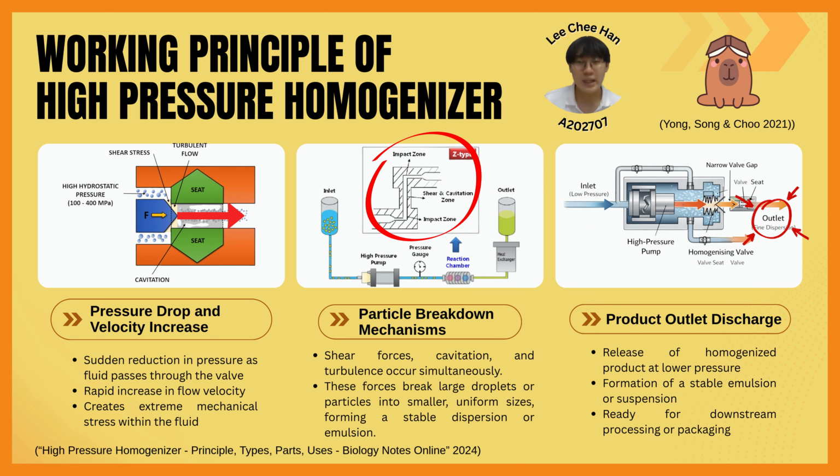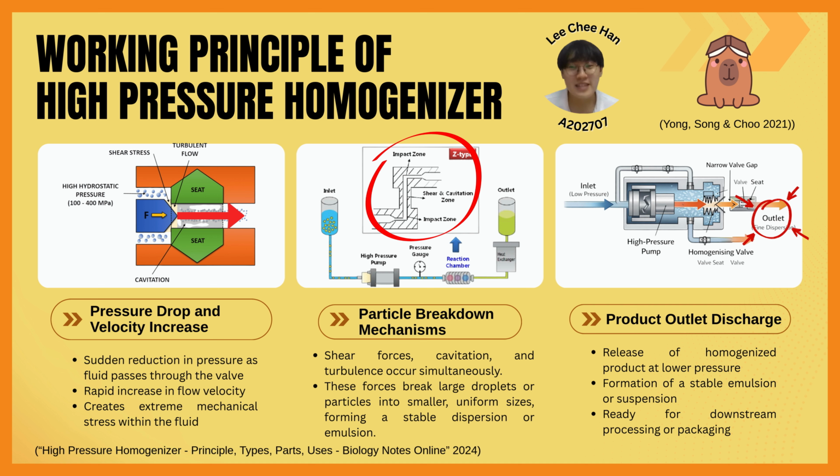After that, once the liquid passes through the homogenizing valve, it experiences a sudden pressure drop and rapid increase in velocity. This creates extreme mechanical stress within the fluid. At the stage of particle breakdown, shear forces, cavitation, and turbulence occur simultaneously. These forces work together to break down the large particles or globules into much smaller and more uniform sizes and form a stable emulsion or dispersion.